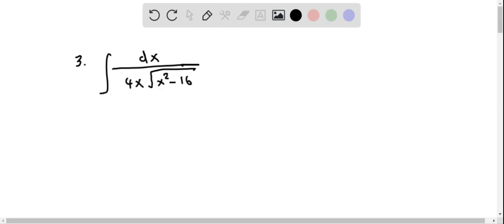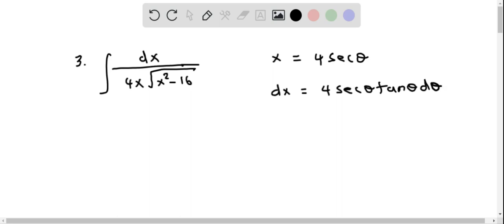Let's do question 3. So here we find the integral of dx over 4x times square root of x squared minus 16. You can solve this integral by substitution, the trigonometric substitution method. So here I'm going to substitute x equals 4 times secant theta. And this means dx, we find the derivative. This equals 4 times the derivative of secant theta, which is secant theta tangent theta, and then d theta.